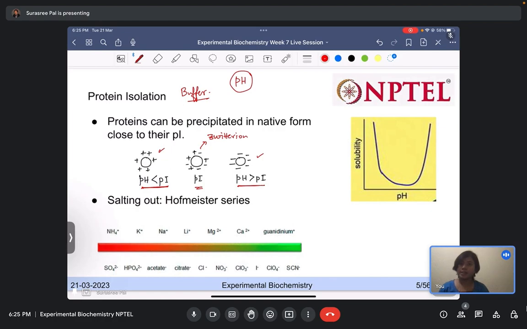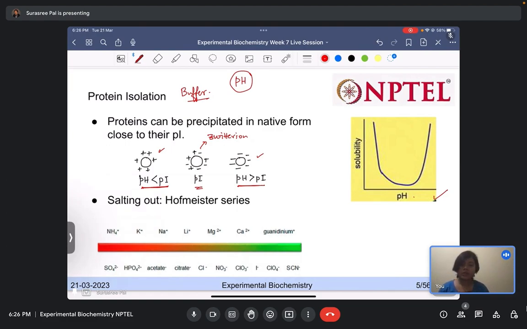Now proteins can also be salted out. So salting out of the protein is basically one more thing, that is the pH and the solubility curve of the protein. It looks like this. The solubility is high when it is farther away from the pI, but when it is very close to pI, the solubility becomes very low. So this solubility curve also has to be taken care of when we are preparing buffer for protein isolation.